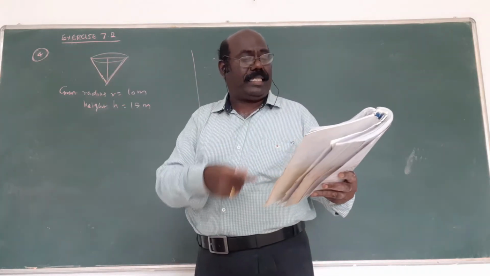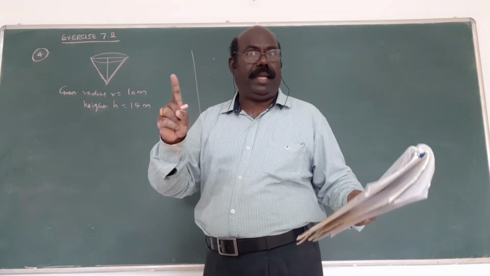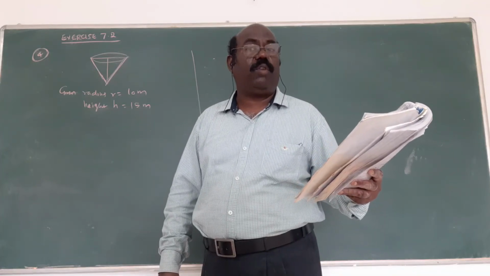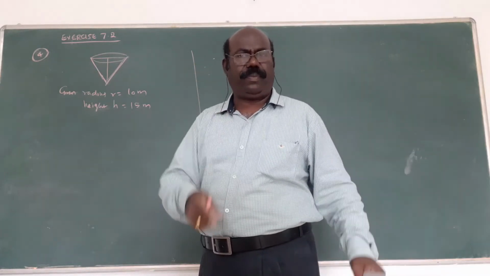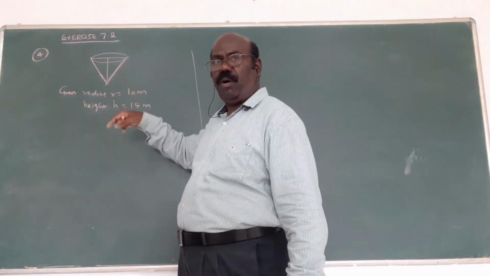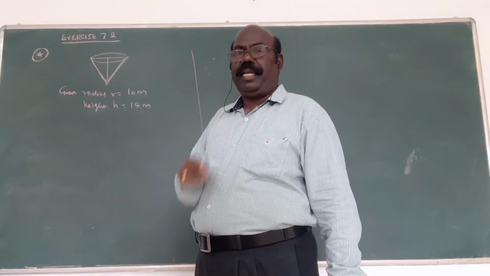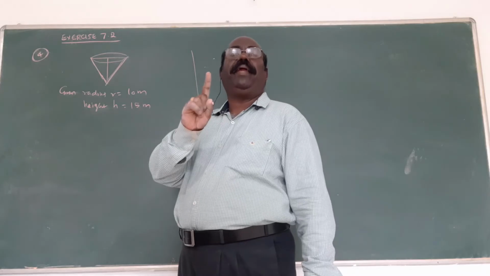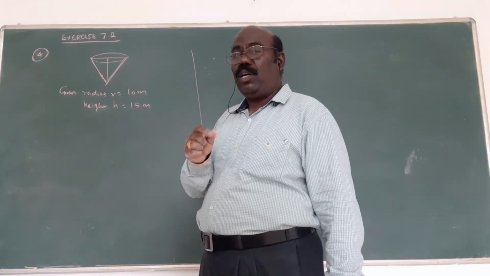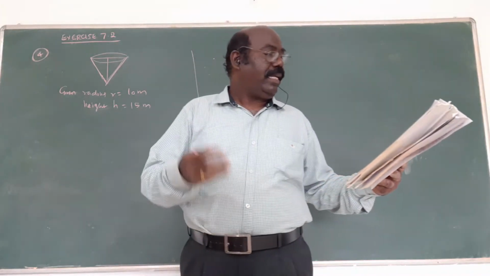It's clear. One more thing is given: the release rate is 25 cubic meters per minute. Per minute, how much petrol is released? 25 meter cube. In 1 minute, the petrol that comes out has a capacity of 25 meter cube. This is given. What is asked?